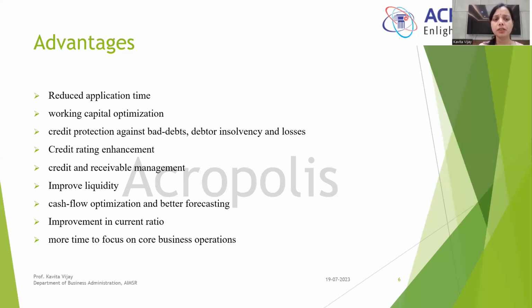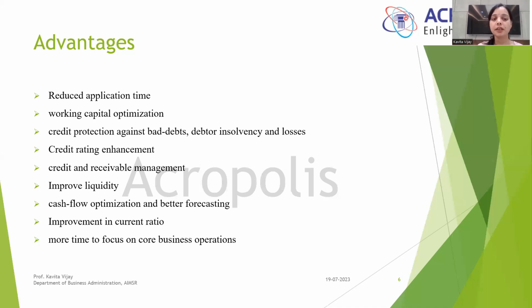Next is credit protection against bad debts, debtor insolvency and losses. Obviously, like we have discussed, in without recourse factoring the risk is associated with the factoring company only. So it gives protection to the client. It will give the credit protection to the client against the bad debts and the losses which are due to the insolvency of debtors. It also enhances the credit rating, because it will accelerate the cash flow. The company will pay all their dues in time, so it will increase their credit rating.